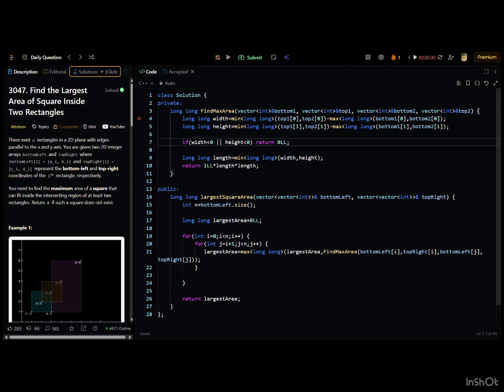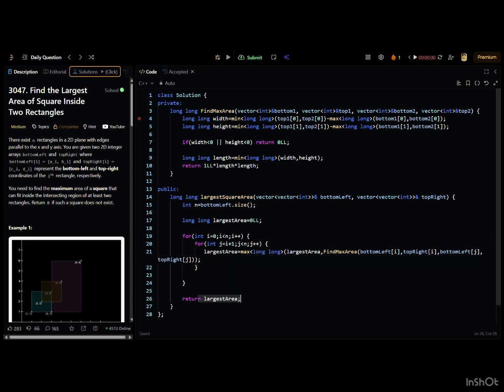And then we find the side of the square that could fit inside the rectangle. We find that using the minimum of width and height, and we finally return the area of that square, so it's length into length, into 1LL for typecasting into long long. And we return the solution, and if it is greater than the largest area that we have previously stored, it again gets stored in largest area, and after going through all these two loops, we finally return the largest area as the solution.